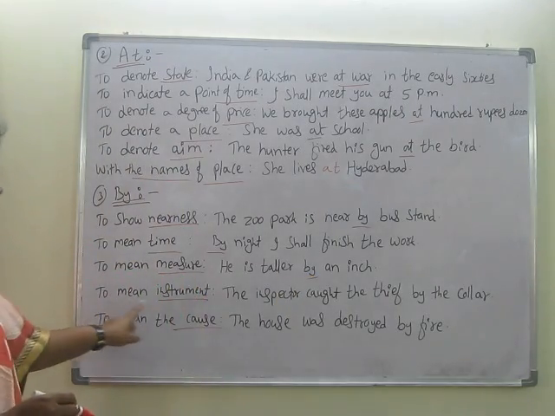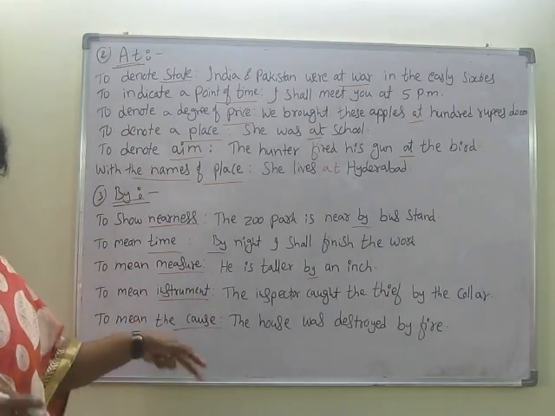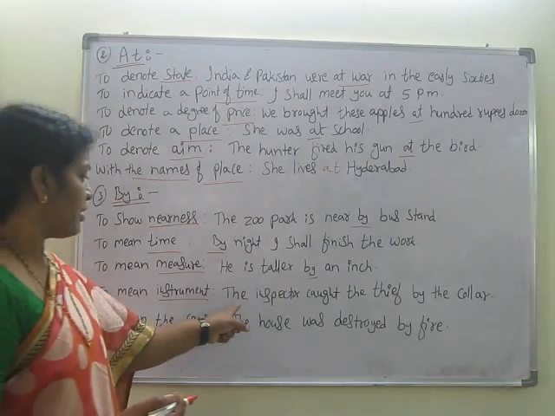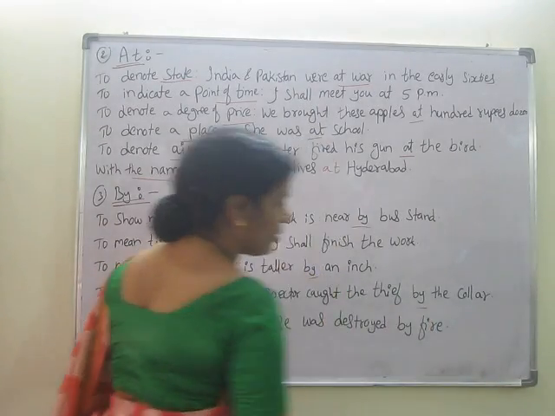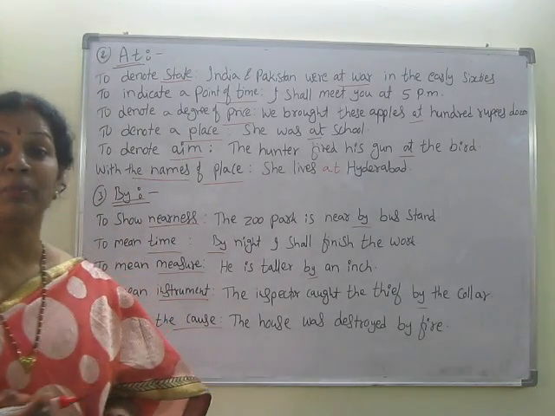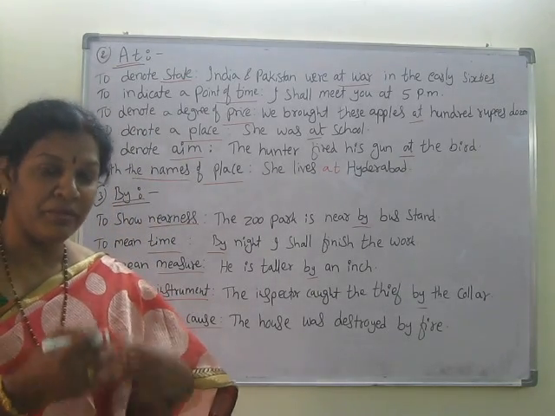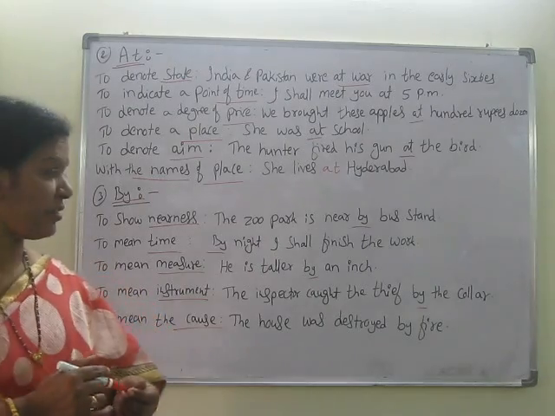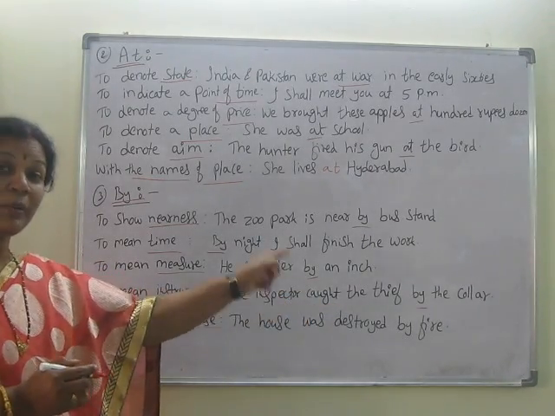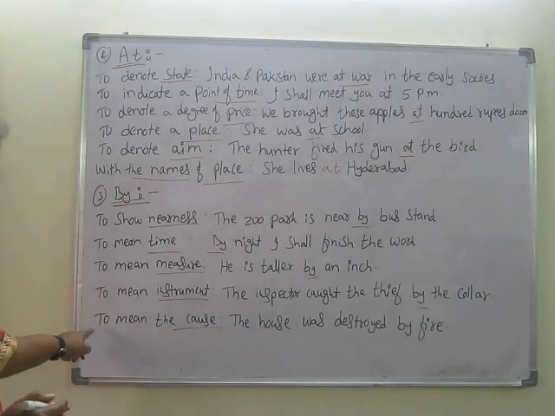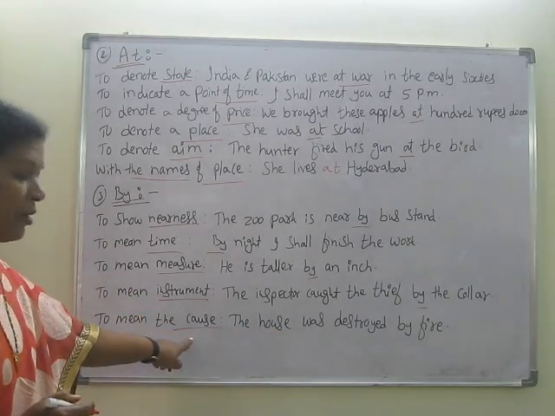In the same way, to mean instrument. Any instrument you want to use. Example: the inspector caught the thief by the collar. The inspector caught the thief by the collar. By the collar he caught him. So the instrument here is the collar. How did he catch him? By the collar. And next one, to mean the cause.